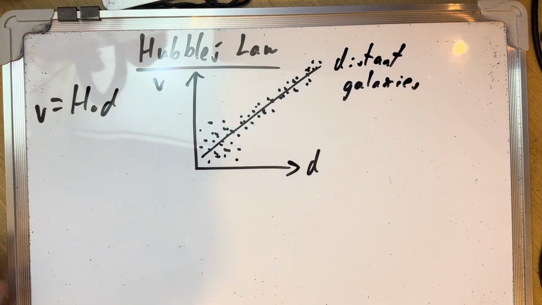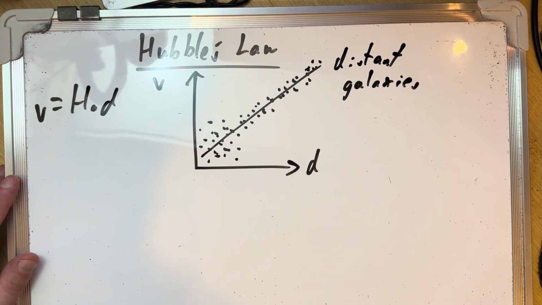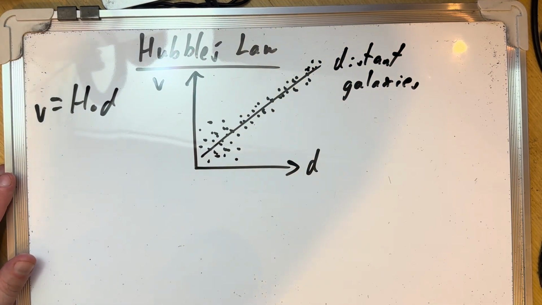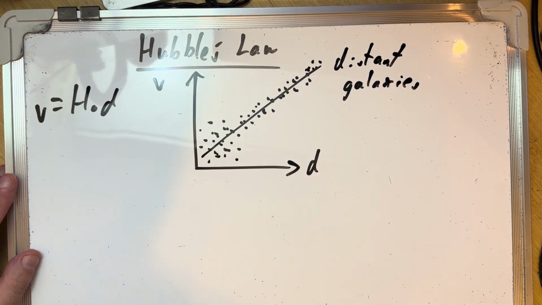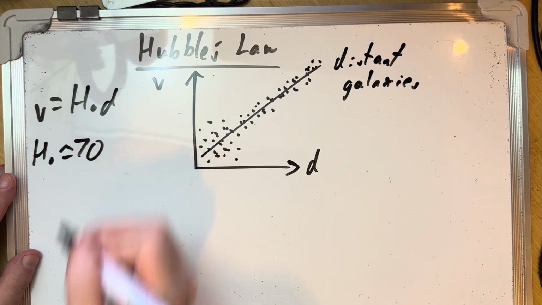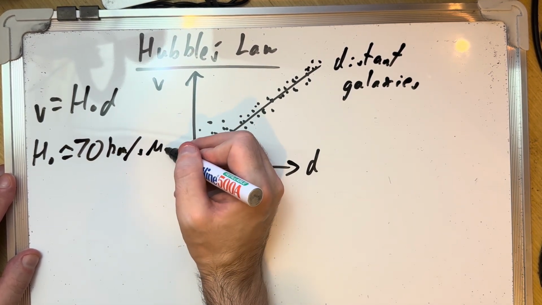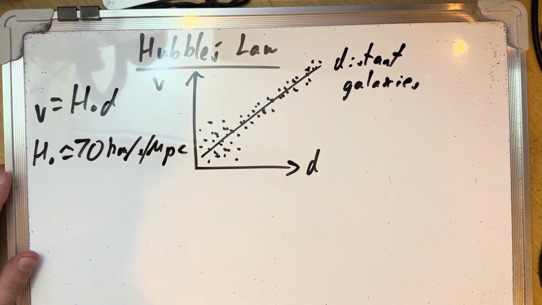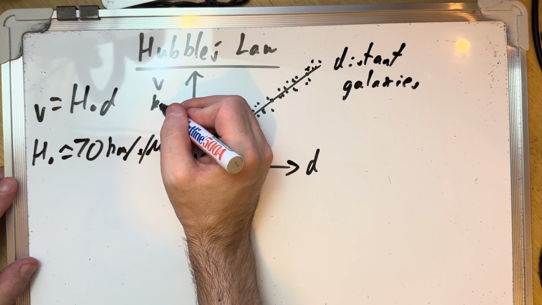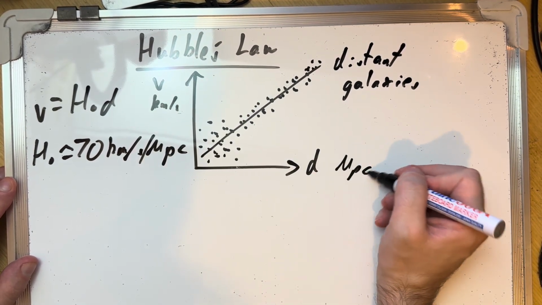So we can find the gradient of this, which is H. H naught, strictly speaking, it's the Hubble constant right now. It could have changed, it could have been different in the past. But it turns out that it is about 70. That's a strange unit: kilometers per second per megaparsec. So generally you would measure this in kilometers per second, and here megaparsecs.